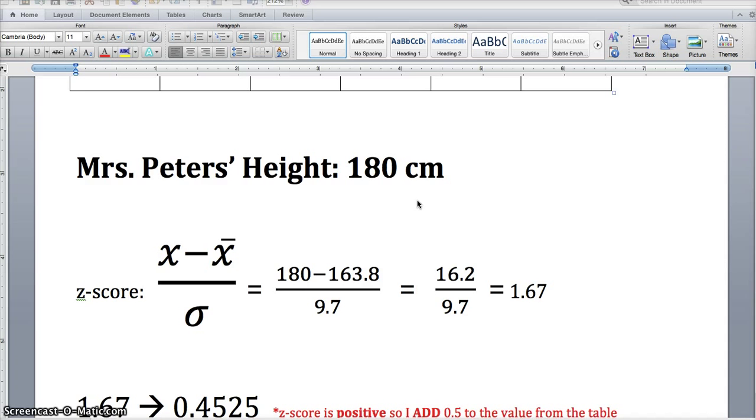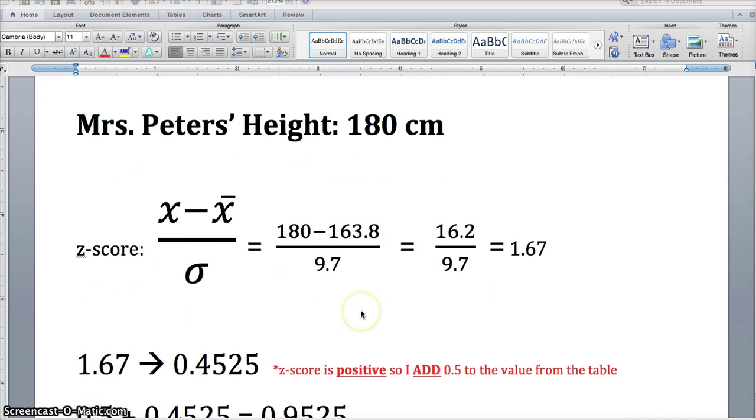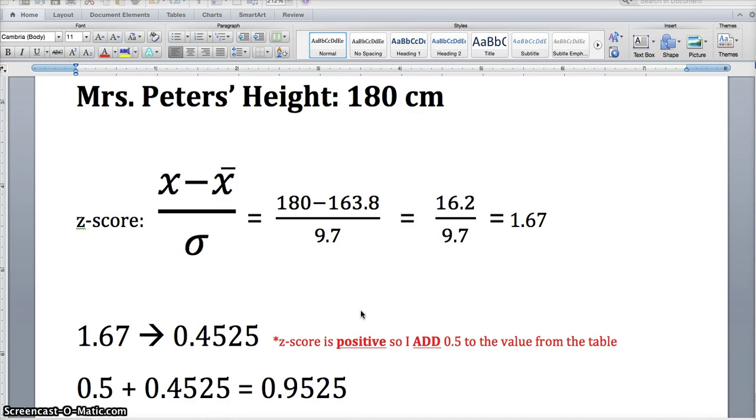Yes, I am tall. So if the question said, what percentage of the population is shorter than you, and what percent of the population is taller than you. First, I would get the z-score formula right here, and then I would put my height in for the x value minus the mean height and divided by the standard deviation. So I get 16.2 divided by 9.7, which is 1.67.